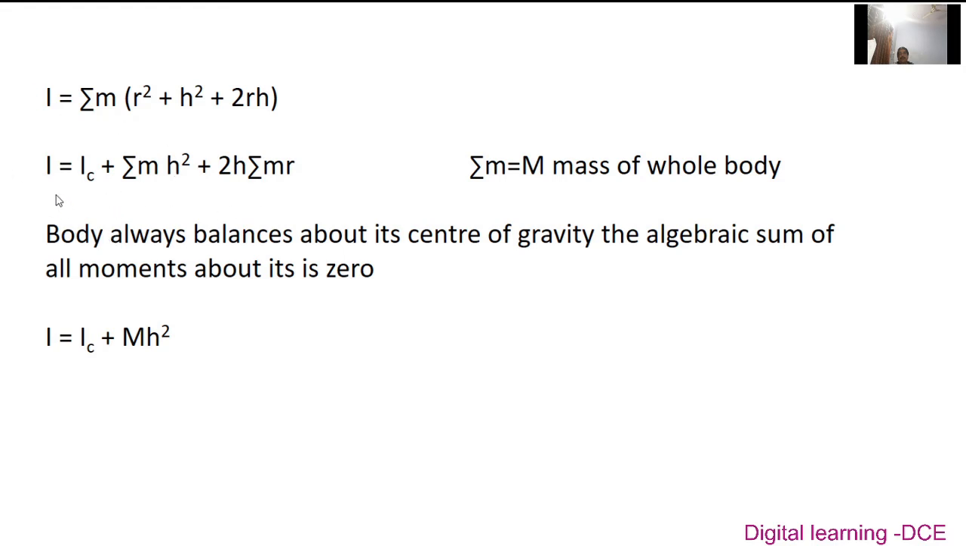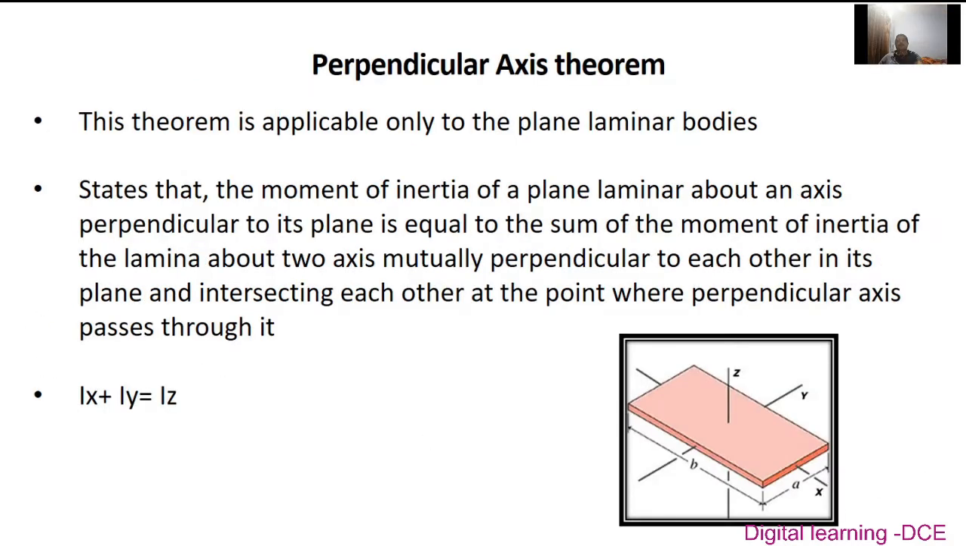Then this equation becomes I is equal to IC, and Σm can be replaced by the whole mass of the body. Then that equation becomes I is equal to IC plus mh². This is the parallel axis theorem.